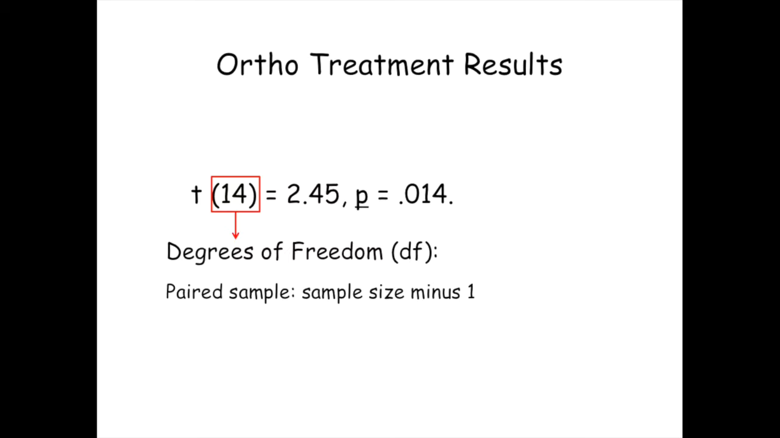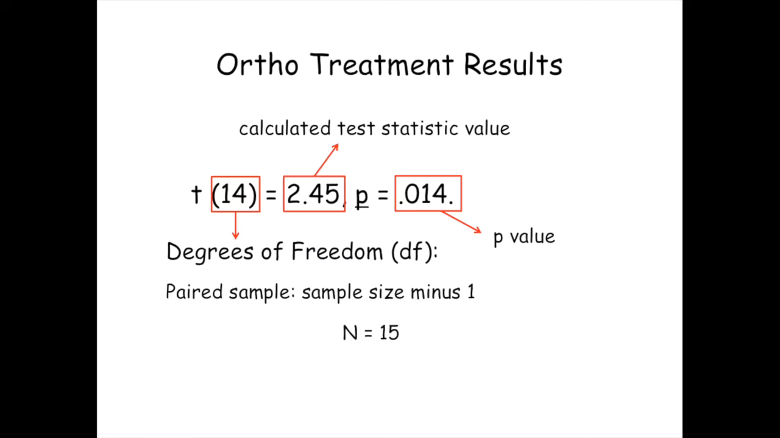The degrees of freedom for a paired t-test is the same as for a one-sample t-test, n-1, so the sample size is 15. The calculated test statistic value is 2.45. The p-value is small, that is, less than 0.05, which tells us that the researcher rejected the null hypothesis. This was a one-tailed test, so the entire rejection region is in the upper tail, and 0.014 is the area beyond the calculated test statistic value.